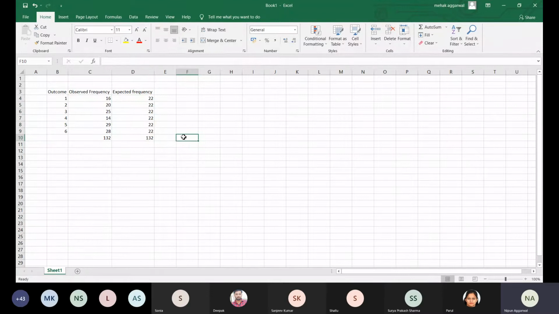Now we have to check whether this observed frequency has a goodness of fit with this expected frequency, because we get only the expected frequency in advance. We cannot get the observed frequency in advance; I will get it only when the actual event occurs.